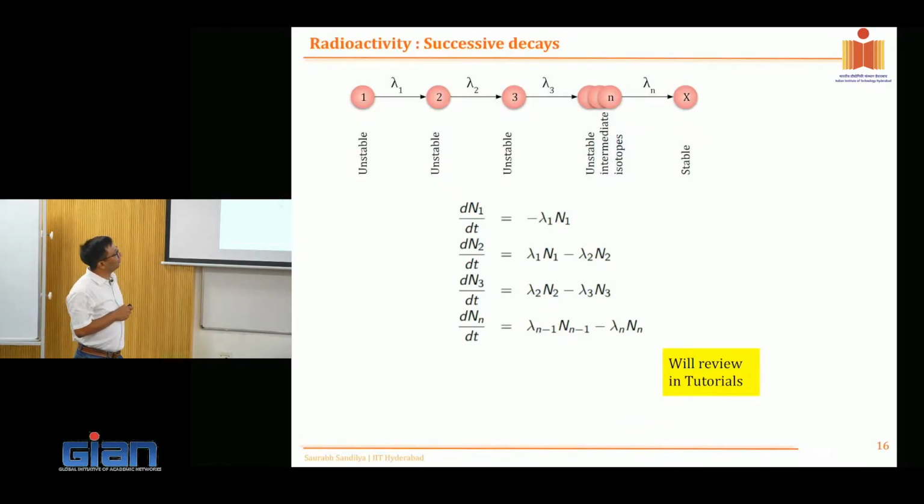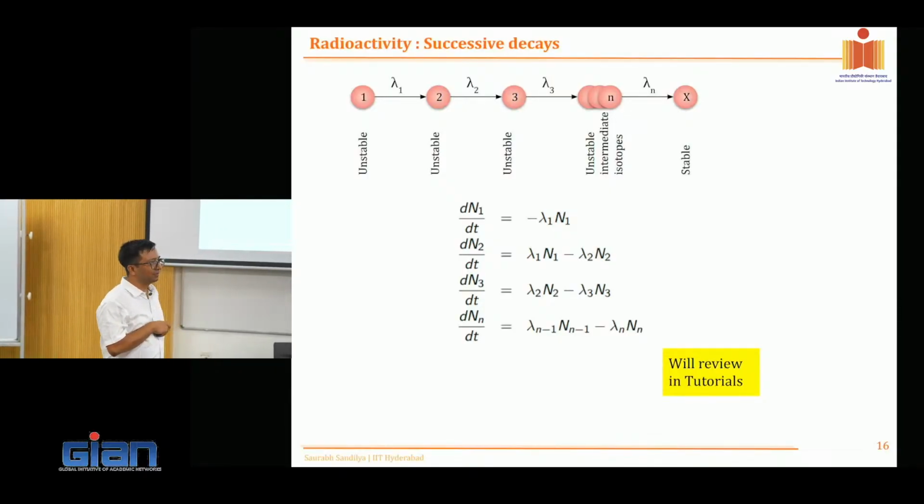I will try to solve this for 2 steps. This was a very famous problem and it was solved by, if I remember, Bateman. He solved the differential equations and figured out all the things. But I will try to solve in the tutorial for 1 step, when 1 is unstable, 2 is unstable, and 3 is stable. We will try to see things.